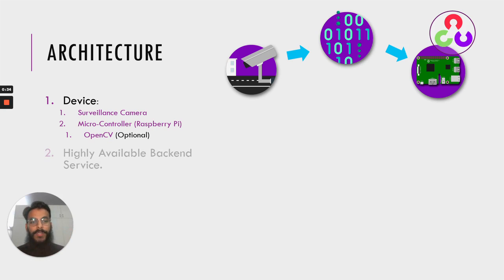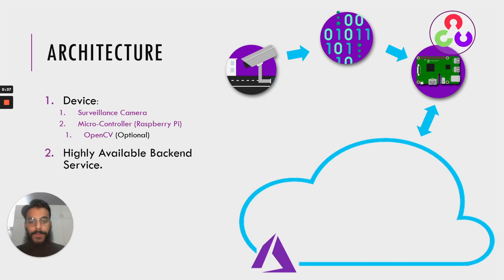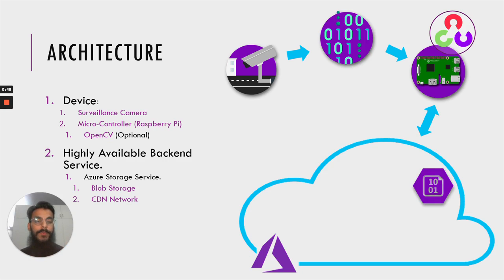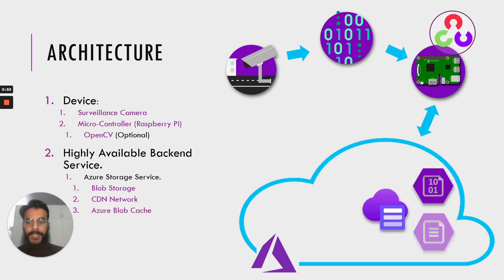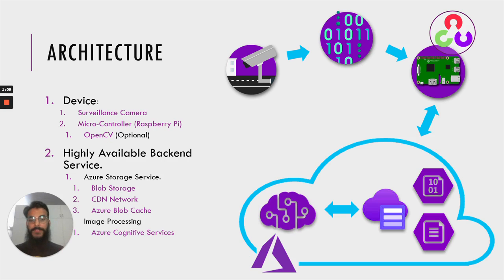For the assumption, we just use Azure as the backend service, and more specifically Blob Storage for storing the images and the data. Also, we use a CDN just to provide the data all over the world. Also, a caching service to access it quickly. And for the image processing, we propose to use Azure Cognitive Services, which is very quick and very smart for image processing tasks.